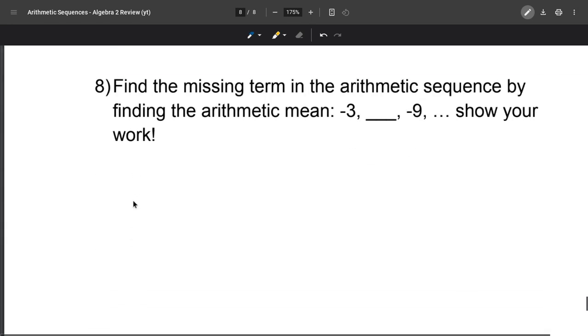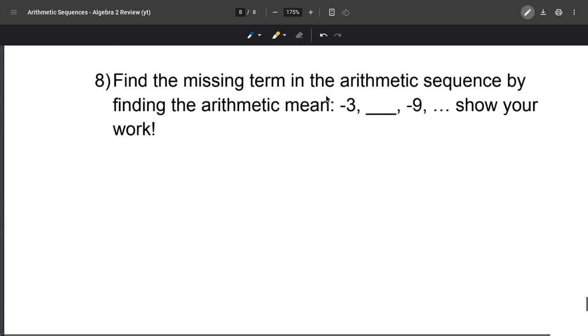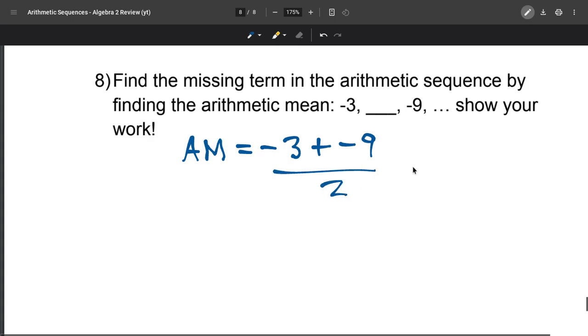All right. Problem 8. Last problem here. Same kind of thing. Find the missing term in the arithmetic sequence by finding the arithmetic mean. We have negative 3, an empty term, and negative 9. Show your work. So I'm going to say AM, the arithmetic mean, equals negative 3 plus negative 9 divided by 2. So that's negative 12 divided by 2, which is negative 6. So our missing term here is negative 6. And there we have it.